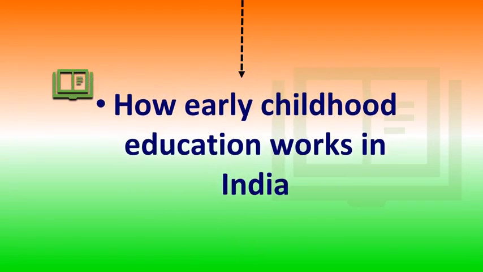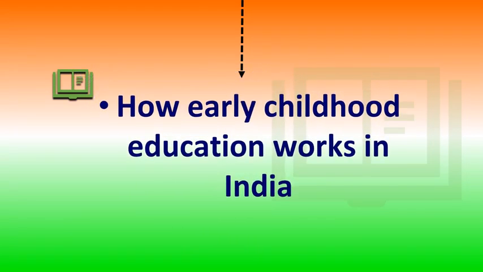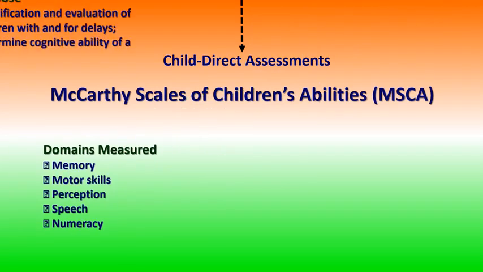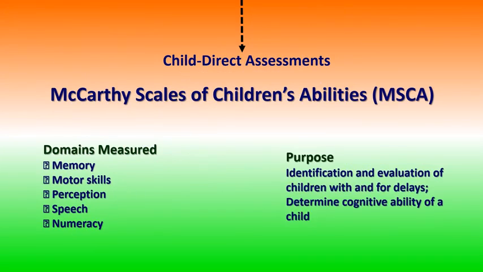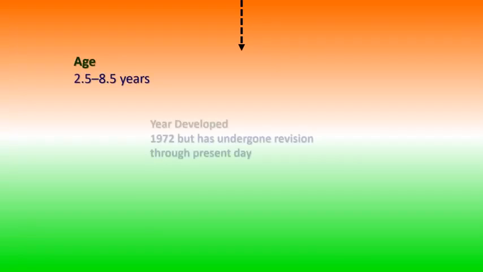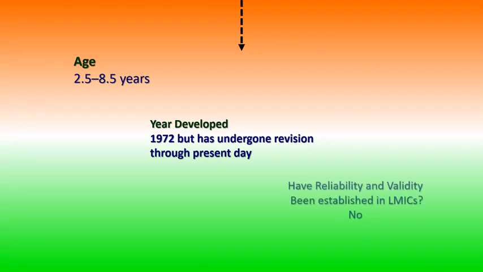How early childhood education works in India. Child direct assessment. Domains measured: memory, motor skills, perception, speech, numeracy. Purpose: identification and evaluation of children with developmental delays. Determine cognitive ability of a child. Age, year developed, and whether reliability and validity have been established in LMICs.